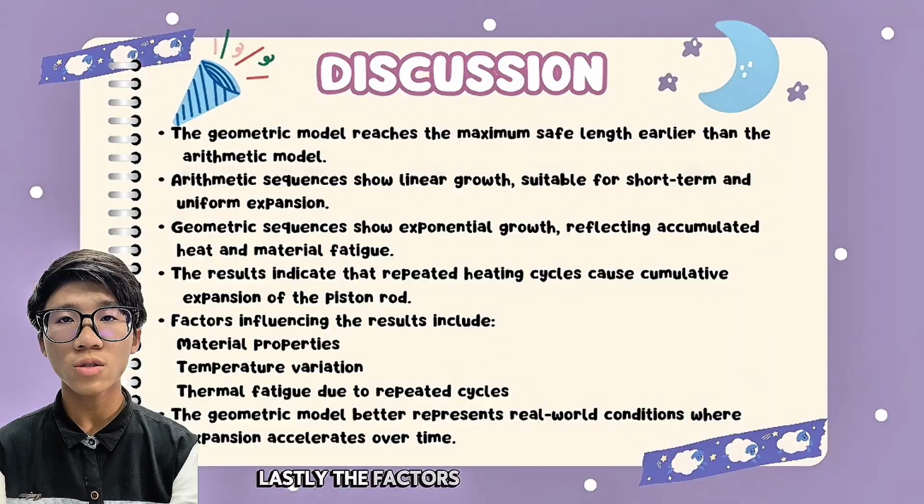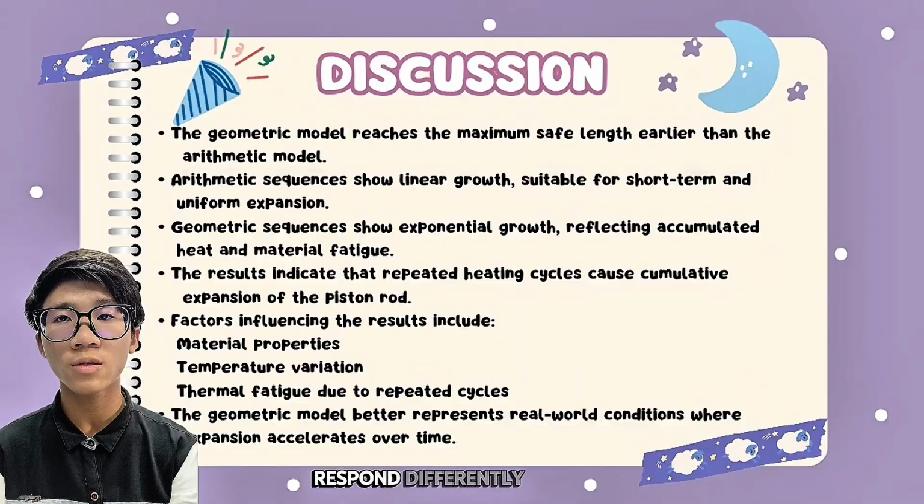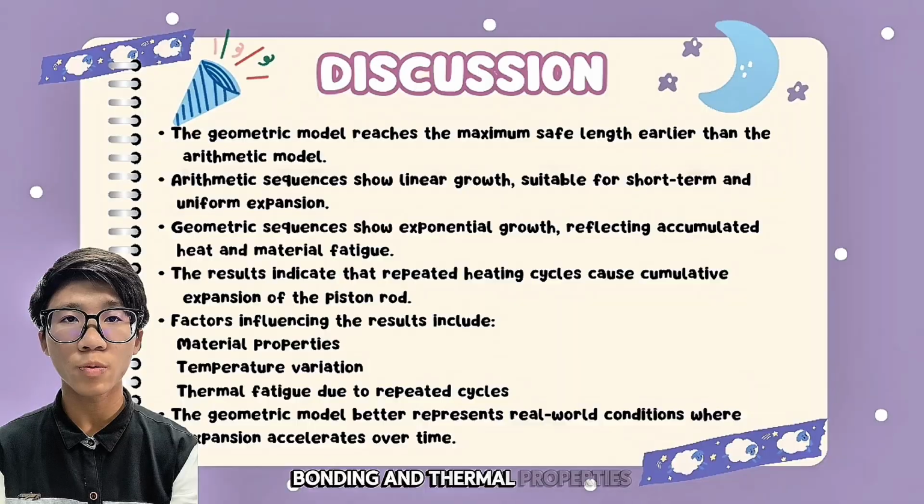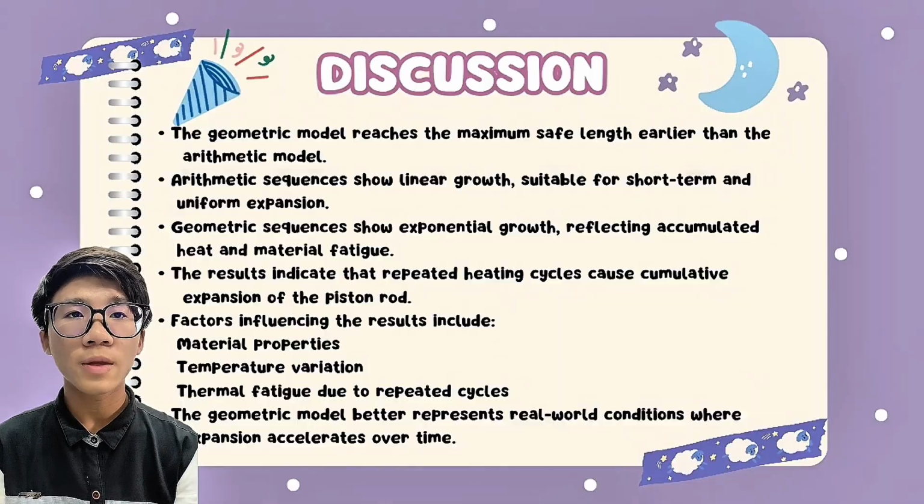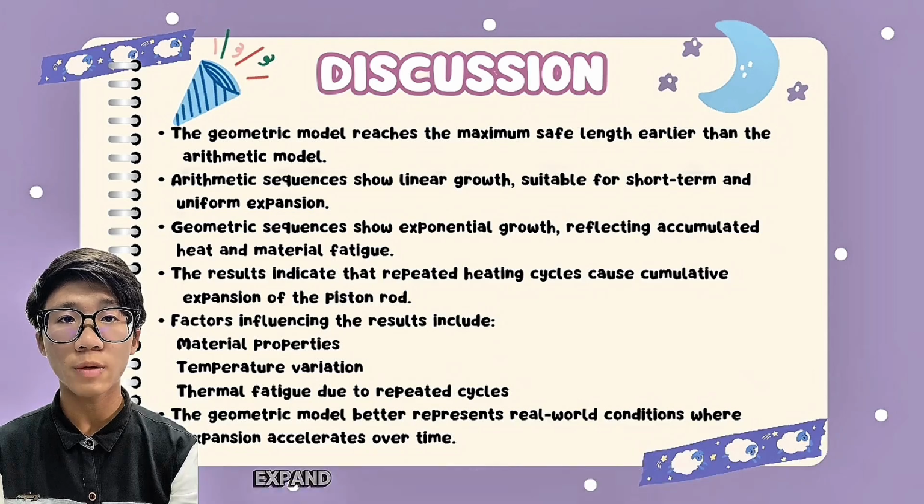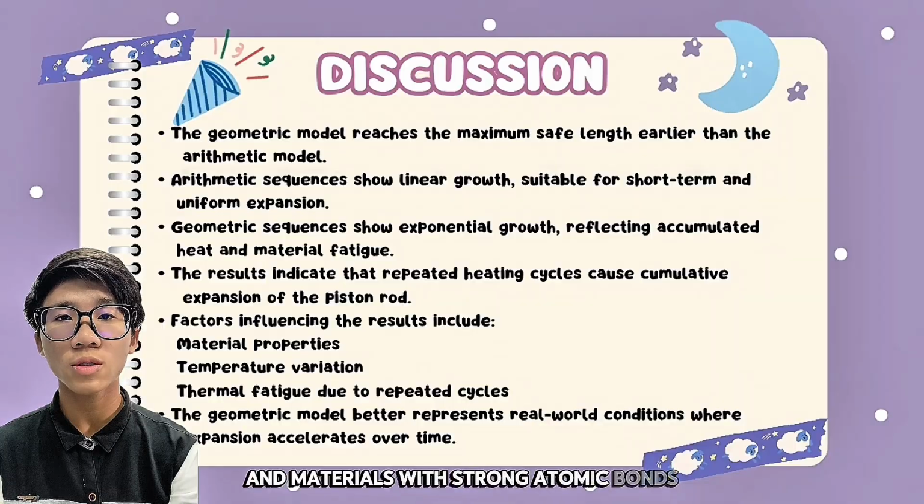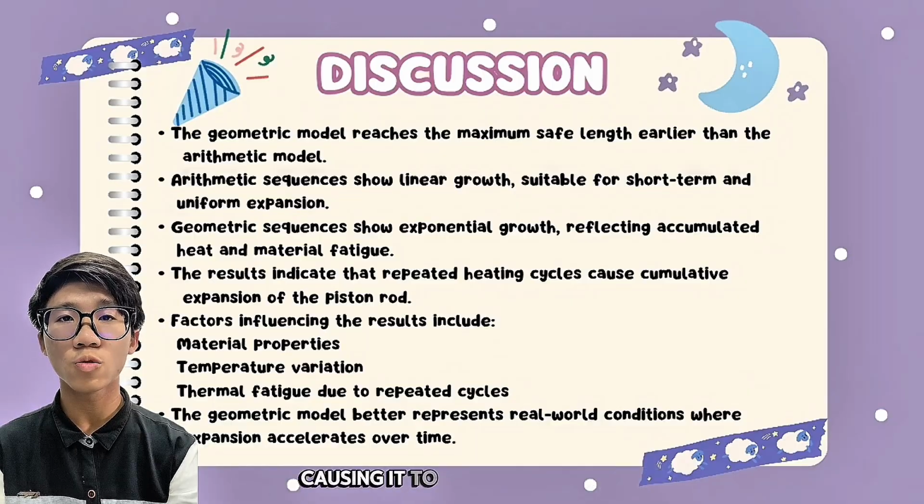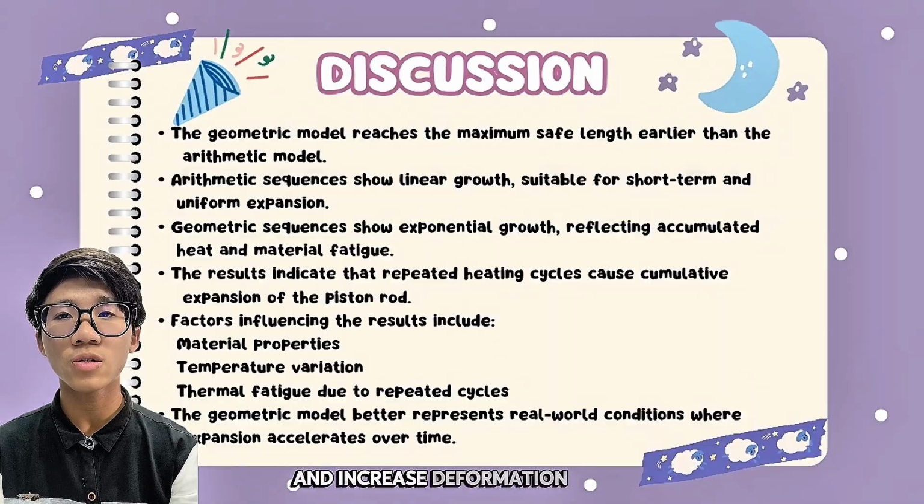Lastly, the factors that may influence the results are material properties that respond differently to heat based on atomic structure, bonding and thermal properties. Basically, this indicates that materials with higher coefficients of thermal expansion expand more for a temperature change, and materials with strong atomic bonds expand less than those with weaker bonds. Thermal fatigue refers to repeated cycles causing stress and cracks, weakening the piston rod and increasing deformation risks.